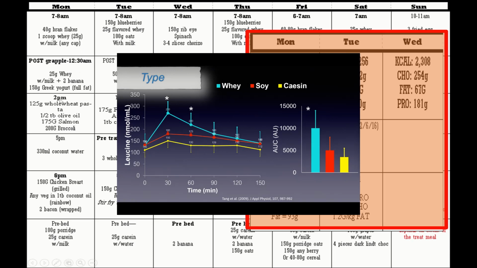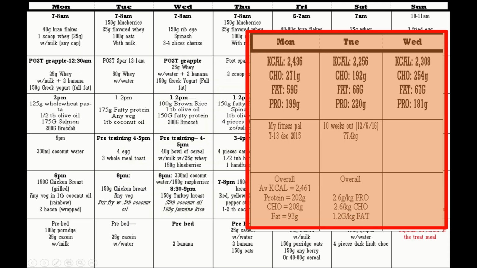In addition, the 2 p.m. meal, again, we've got some good quality protein there in that he's consuming 175 grams of salmon. So not only have we got a good quality protein source, a complete protein source, we've also got some fatty acids there in the meal, some omega-3, which is very good for a number of reasons.